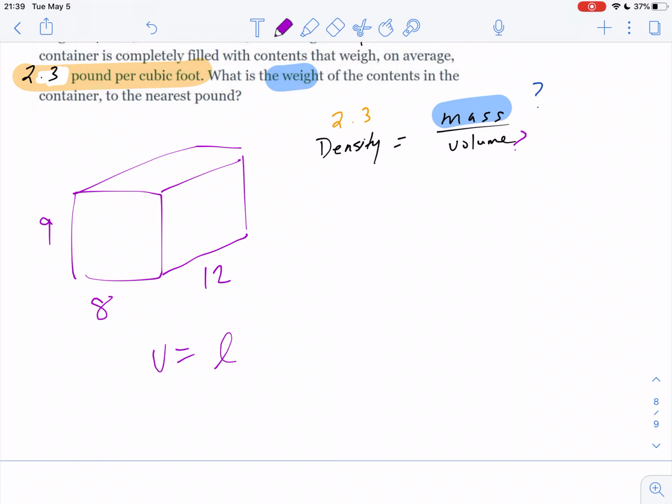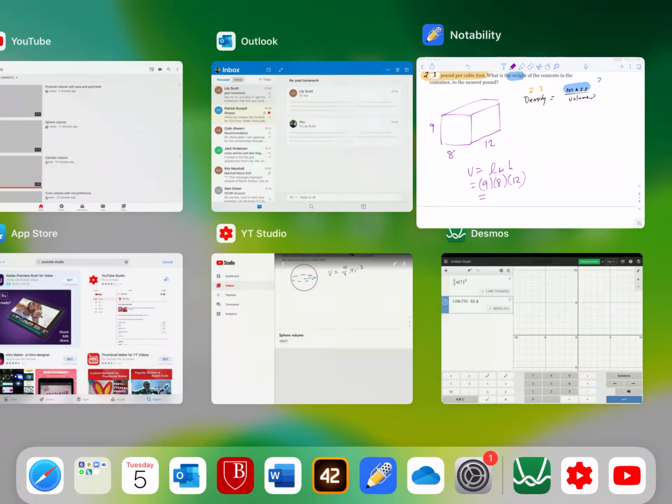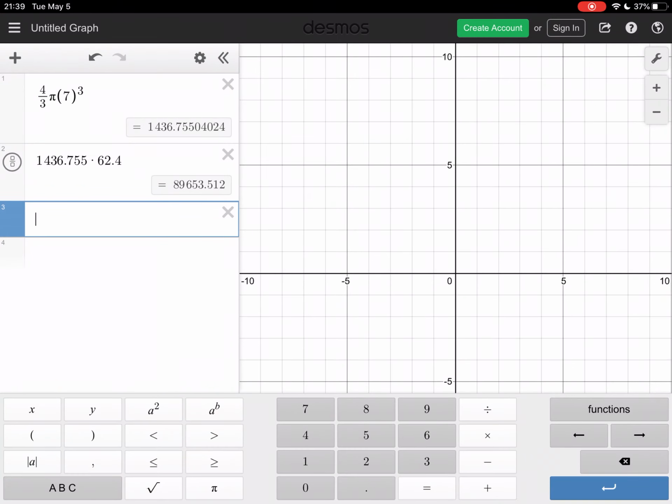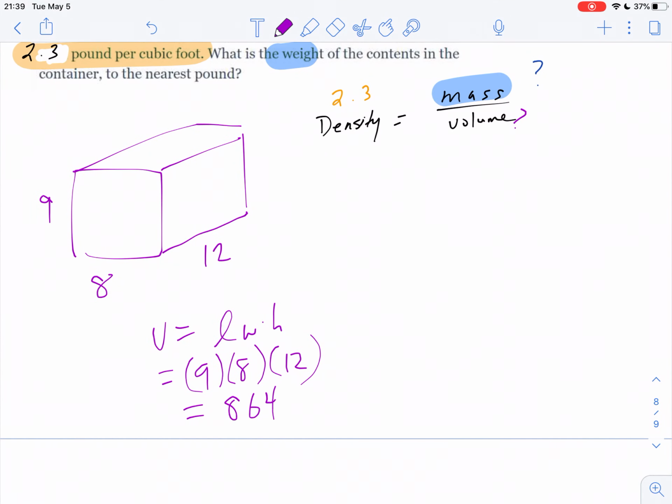The volume of a rectangular prism is length times width times height, which is 9 times 8 times 12. Order does not matter when you multiply. 9 times 8 times 12 is 864. So the volume of the container is 864 cubic feet. We're multiplying 3 feet measurements and thus cubic feet. Okay, so we have our volume. So the volume is 864. We still need the mass.